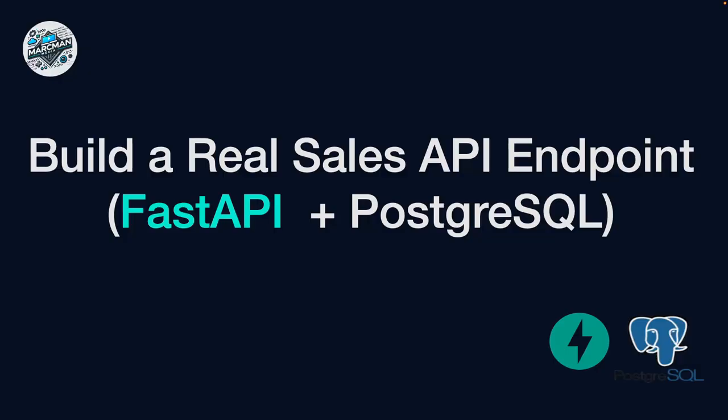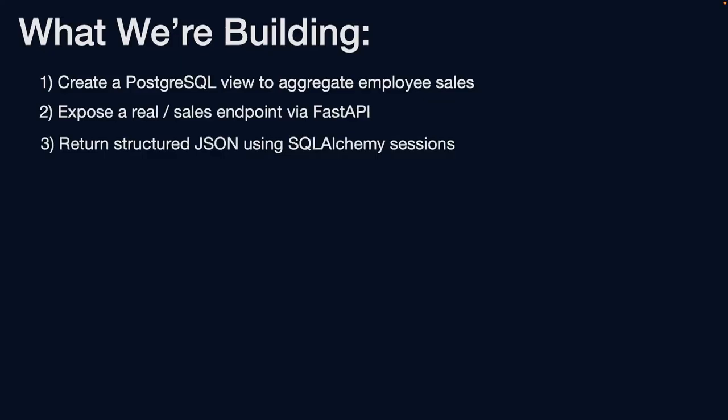So far, our API has been alive. It connects, it validates, it responds, but it hasn't delivered value yet. Today, that changes. We're building our first real business endpoint, employee sales performance. This is no longer just infrastructure. This is data intelligence. So what are we building?